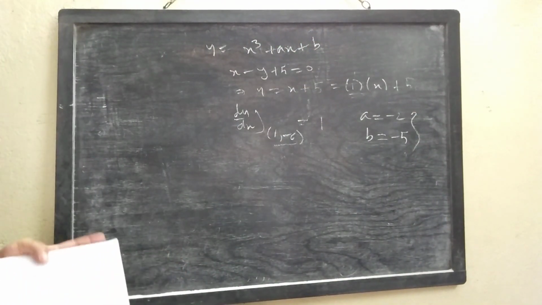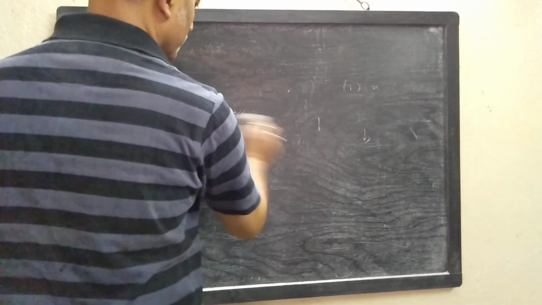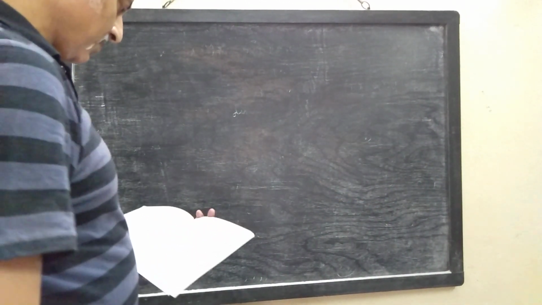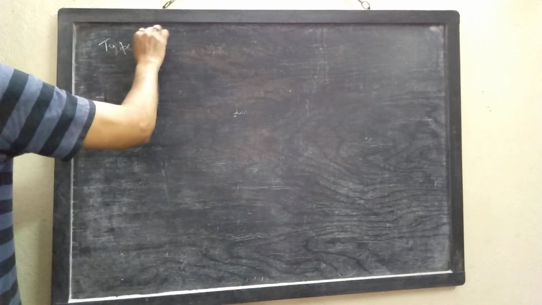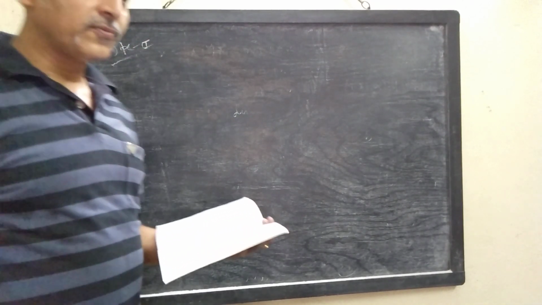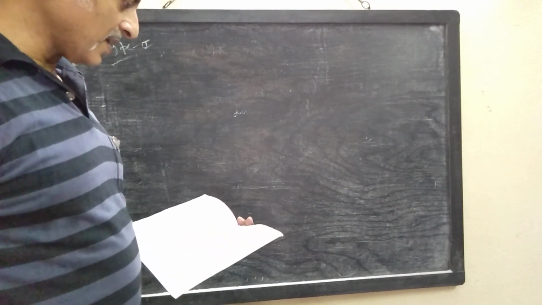Okay. Next, let us go to type 2. Type 2 is another important type. This is problems on finding the point or points on a given curve at which tangent or tangents are parallel or perpendicular to a given line. You have to find the point on the given curve. This is type 2, where the problem will be based on finding points on a given curve where the tangent is parallel or perpendicular to a given line.